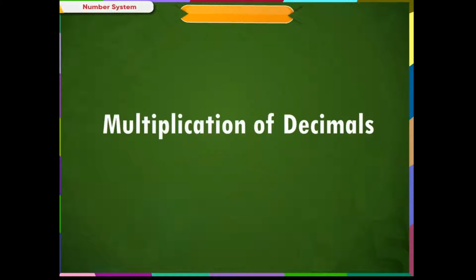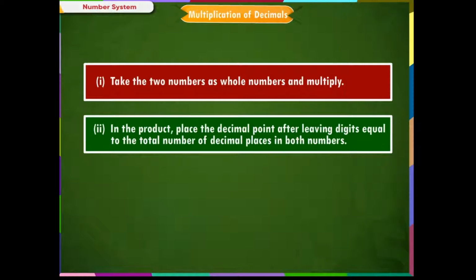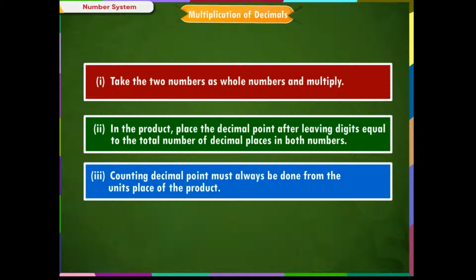Next, let us do a quick revision on how to multiply decimals. The rules of multiplying decimals are: 1. Take the two numbers as whole numbers and multiply. 2. In the product, place the decimal point after leaving digits equal to the total number of decimal places in both numbers. 3. Counting decimal places must always be done from the units place of the product.